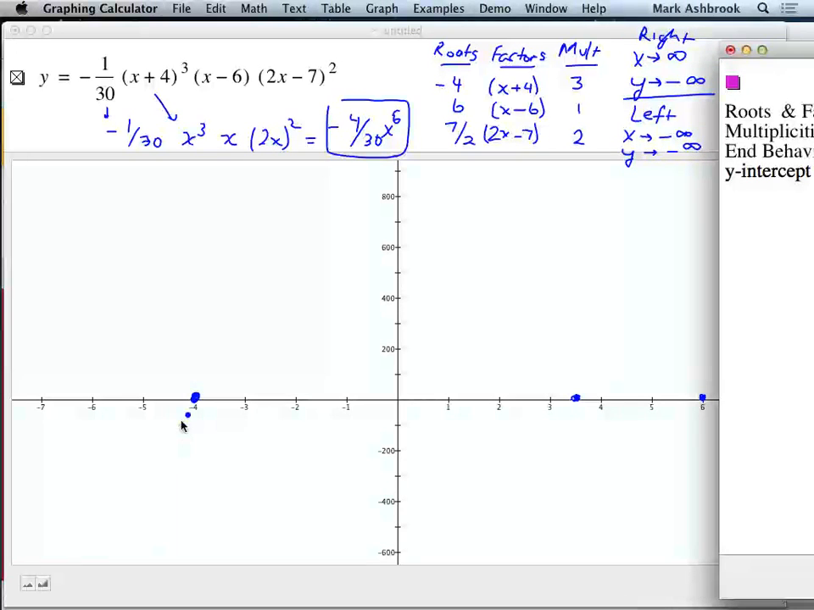Okay, so we know this is the last root to the left. So after it goes through -4, it's going to go down. And this is the last root to the right. So after 6, it's going to go down.